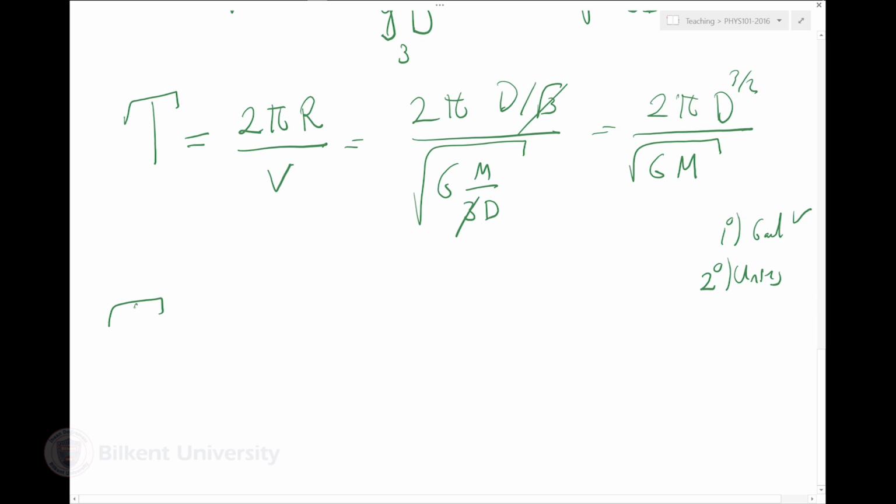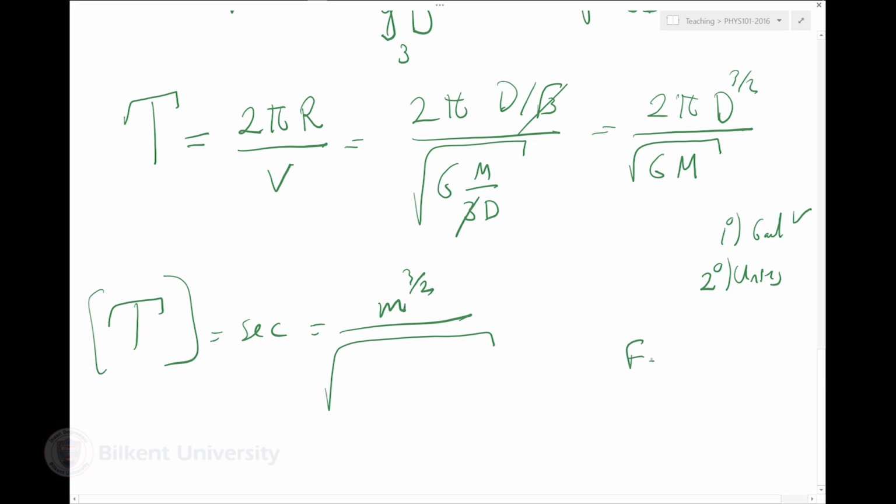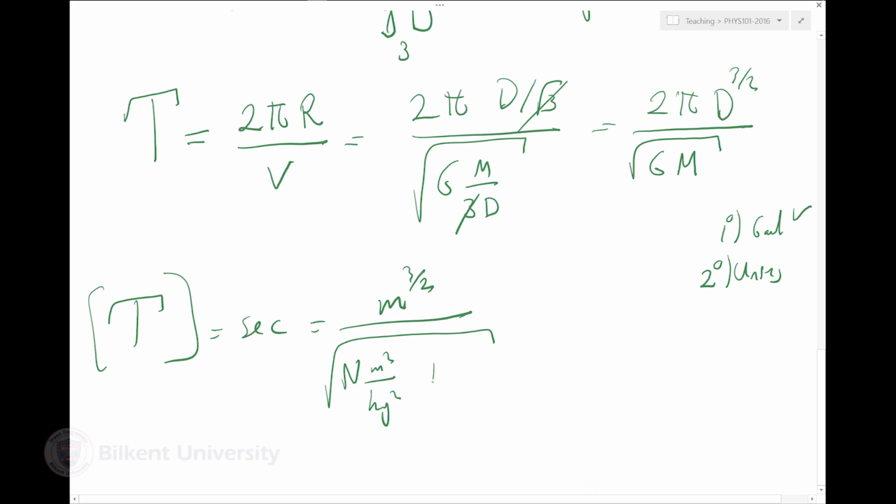What should be the unit of the period here? It should be seconds, right? On the right hand side, 2 pi is unitless. D is meters to the 3 halves. And now I have square root of, what was the unit for Newton's gravitational constant? I don't remember right away, but I know F is G m squared over d squared. So this must be Newton meter squared divided by kilogram squared. So that's a great way to remember the units. And m is kilogram.